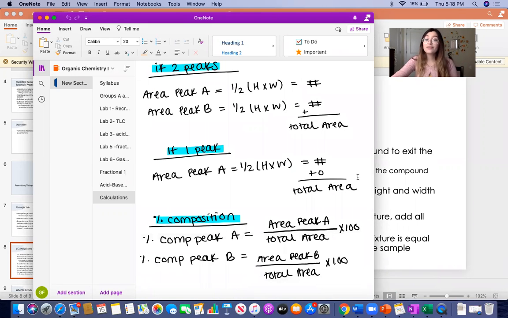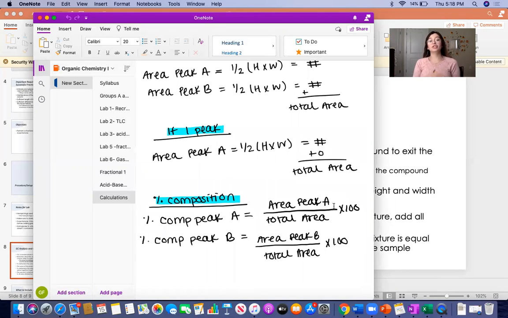Now, that is if you have two peaks in your spectra. If you have only one peak in your spectra, you're going to calculate the area the same way, half height times width. You're going to get a value. Now you don't have any other peak, so whatever that value is going to be the total area, okay?